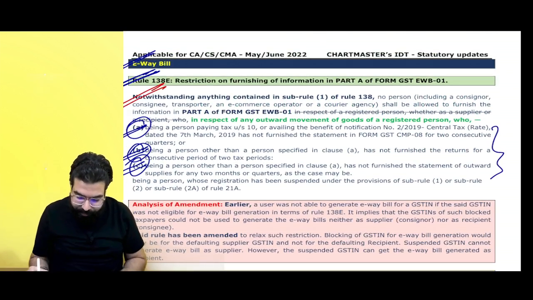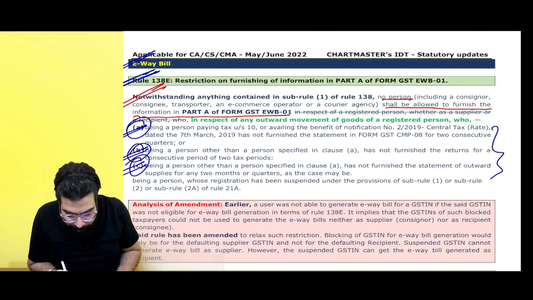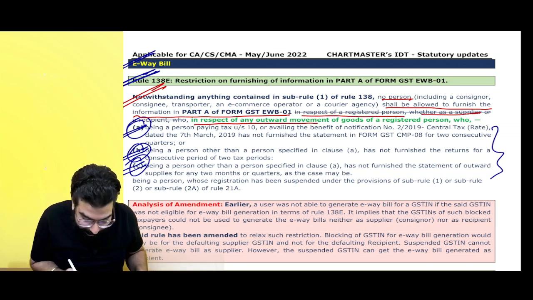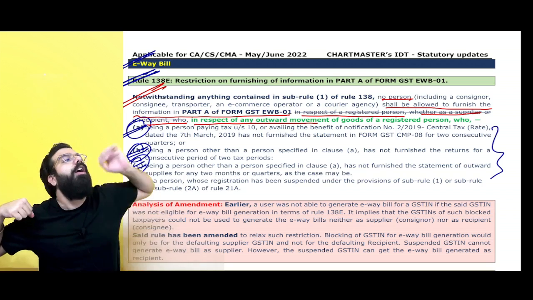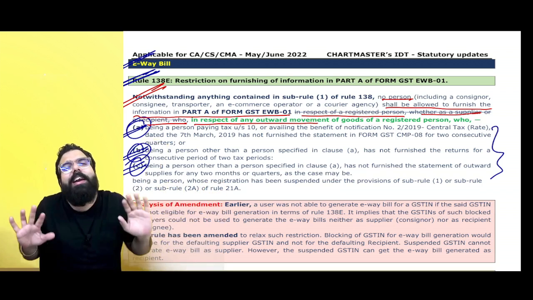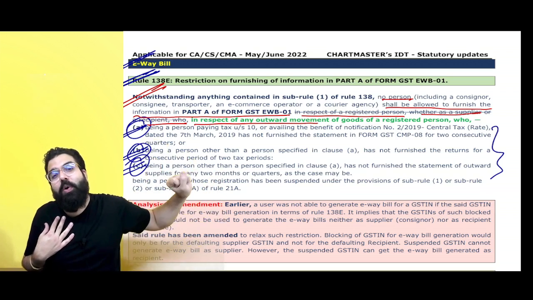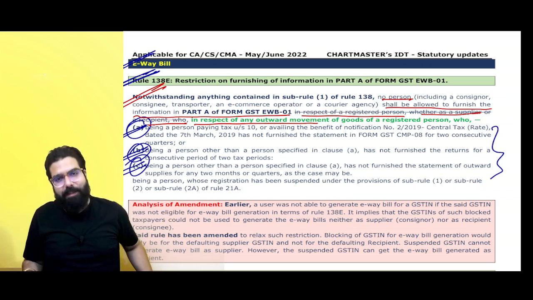See here. No person shall be allowed to furnish information in part A in respect of outward supplies. Earlier it was with respect to a registered person, whether as a supplier or a recipient. Means when I'm buying also e-way bill can't be generated, when I'm selling also e-way bill can't be generated. Now e-way bill blocking for defaulter is only with respect to sales, outward supply. For inward supply, e-way bill can be generated.